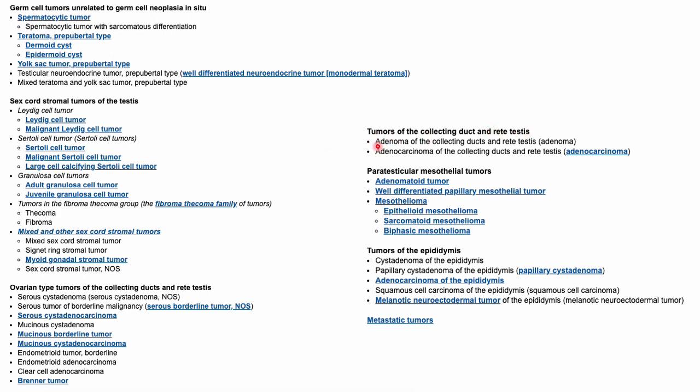For tumors of the collecting duct and rete testis, you can see adenoma and adenocarcinoma, and paratesticular mesothelial tumors, which include adenomatoid tumor, well differentiated papillary mesothelial tumor, and mesothelioma. Of course, the testis is also encased by mesothelium, which arises from the peritoneal cavity, extends through the spermatic cord, and surrounds the testis. So sometimes you can find mesothelioma occurring in the testis. Tumors of the epididymis can consist of cystadenoma of the epididymis, papillary cystadenoma of the epididymis, adenocarcinoma, squamous cell carcinoma, and melanocytic or neuroectodermal tumor, and the last one is metastatic tumor.